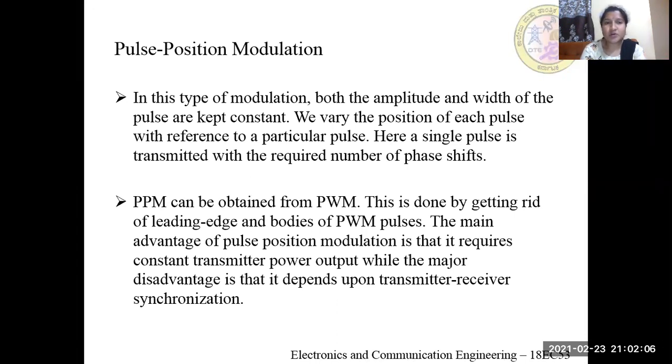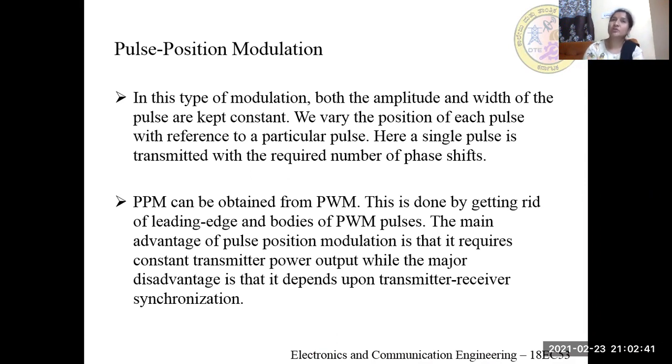What is this pulse position modulation? In this type of modulation, both the amplitude and width of the pulse are kept constant. We vary the position of each pulse with reference to a particular pulse. Here, a single pulse is transmitted with the required number of phase shifts. So this pulse position modulation can be obtained from pulse width modulation.